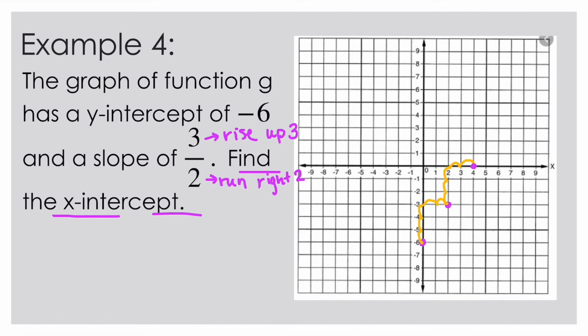all the way through our graph, 1, 2, 3, 1, 2, all the way through the graph. And now we're going to connect all those points with a straight line all the way through the graph.